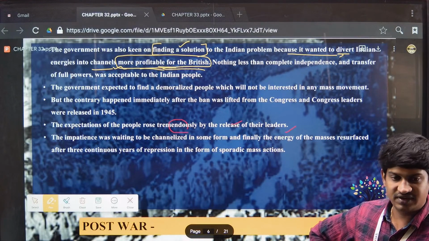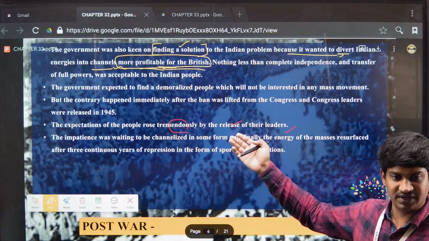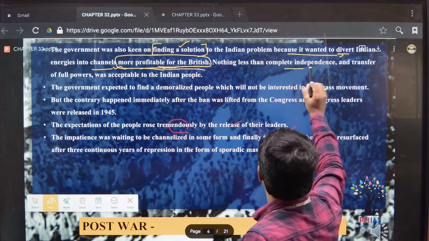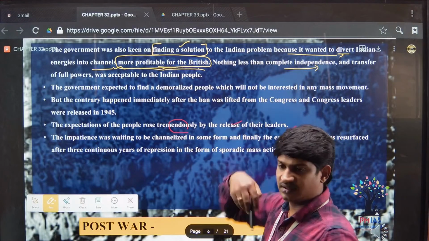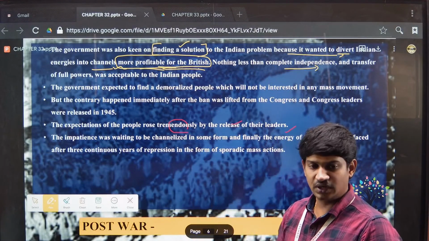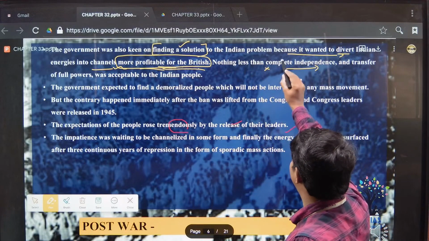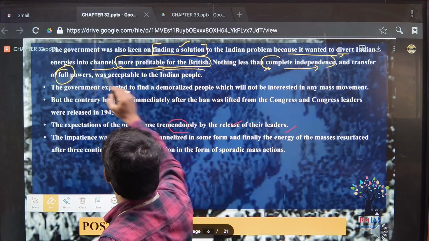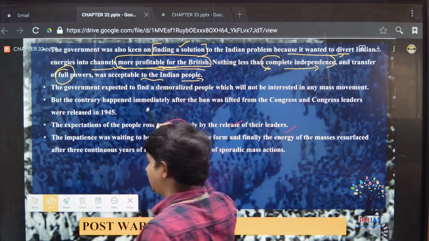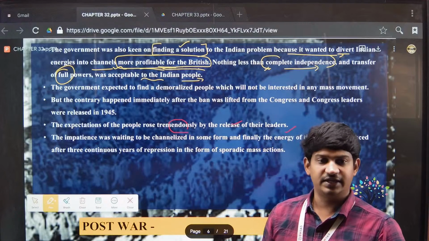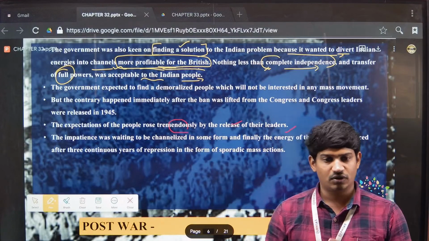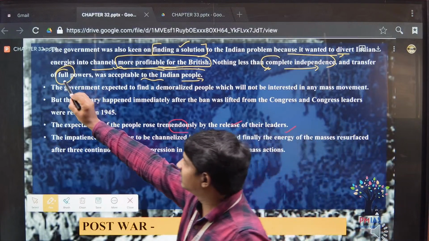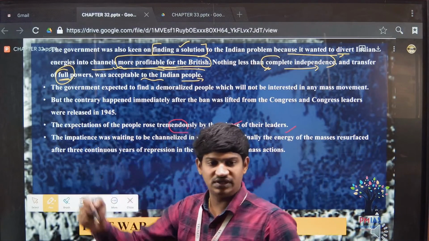Next thing is the Britishers were becoming financially weak because of the continuous 6 years war. So okay, next thing is the Britishers were left with no option. Nothing less than complete independence and transfer of full powers would be acceptable to the Indian people. So the British finally realized that the only option is to grant complete independence and full powers to Indians.